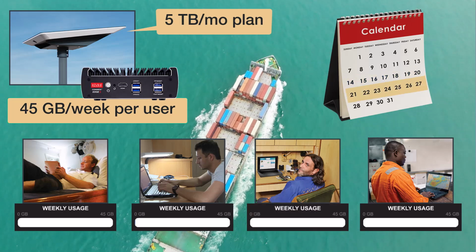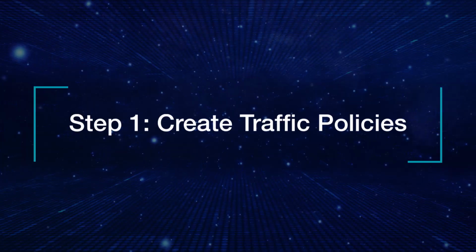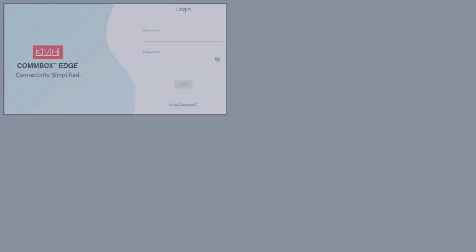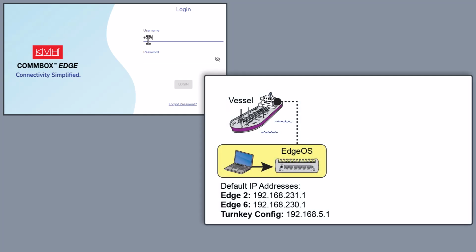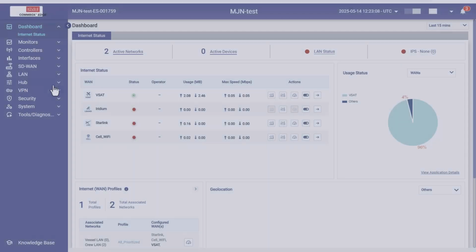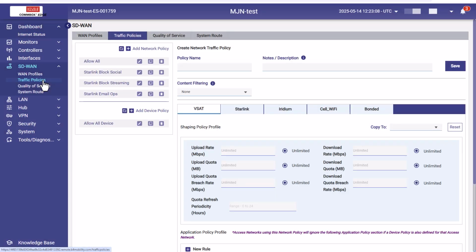for a refill. The first step is to create traffic policies to define usage limits on the crew network. Log in to the CommBox Edge OS either locally via the onboard network or remotely via the CommBox Edge Cloud Portal. Next, select SD-WAN from the menu. Then select Traffic Policies. Let's first set up the network traffic policy, which will be the default state of the crew network. Give the policy a descriptive name.